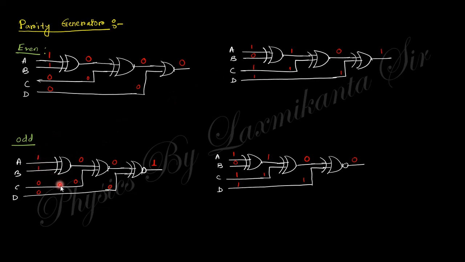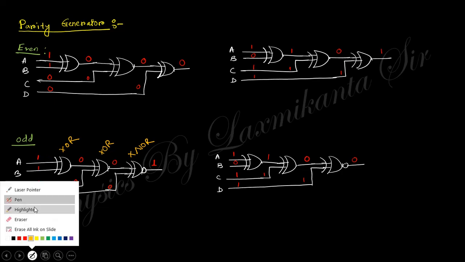Next is the odd parity generator circuit. In the last stage, you must replace it with an XNOR gate, then the odd parity generator will be obtained, right? There are 4 bits, and this is the XNOR gate. Similarly, in the odd parity generator, the last one must be an XNOR gate. This is an XOR gate, this is an XOR gate, this is also an XOR gate, and the last one is an XNOR gate. So in the last stage, there is an XNOR gate for the odd parity generator.